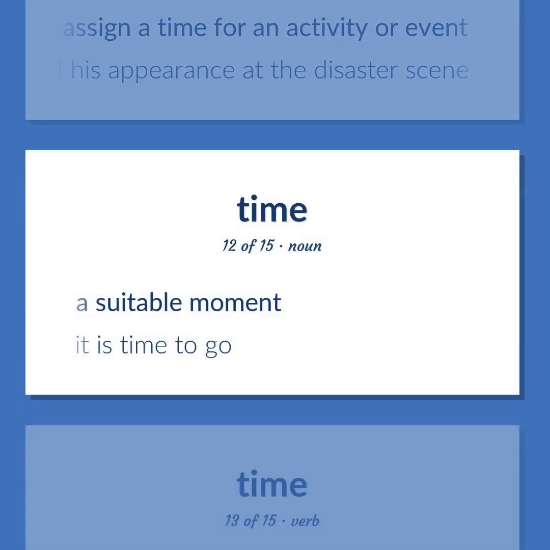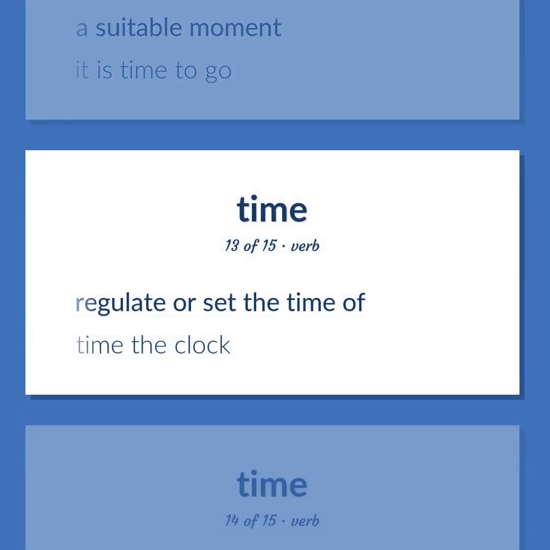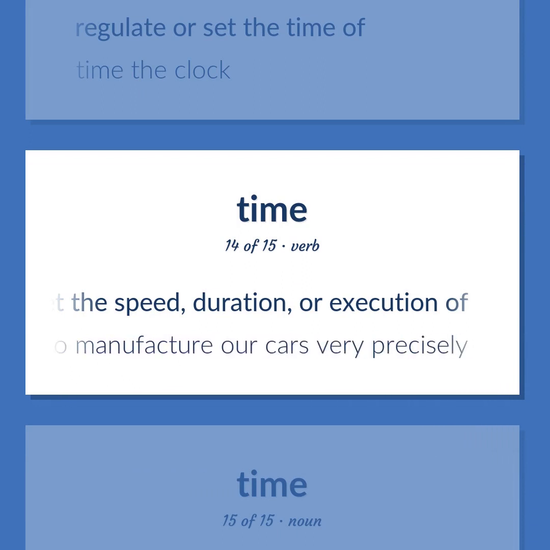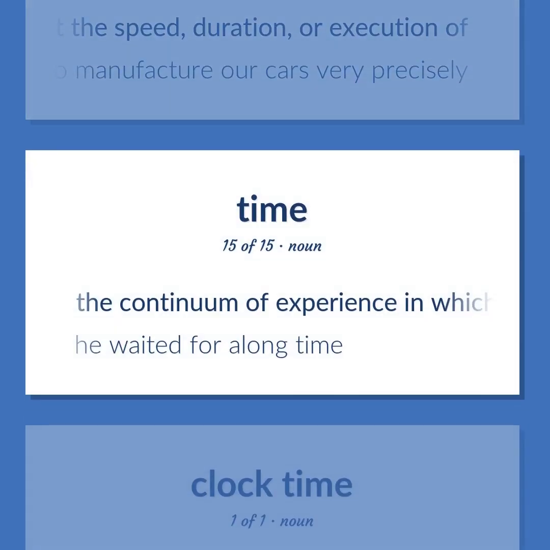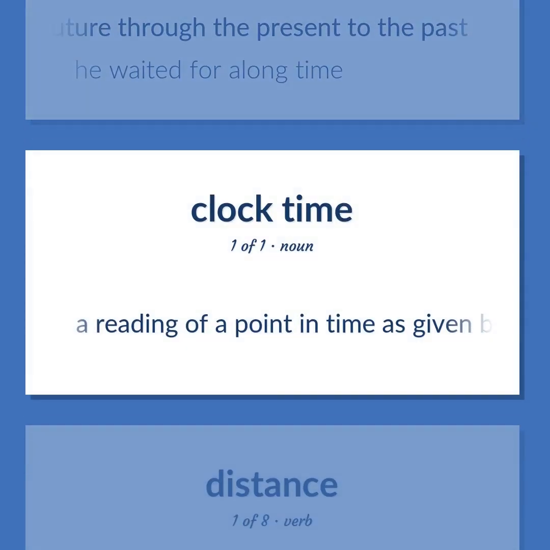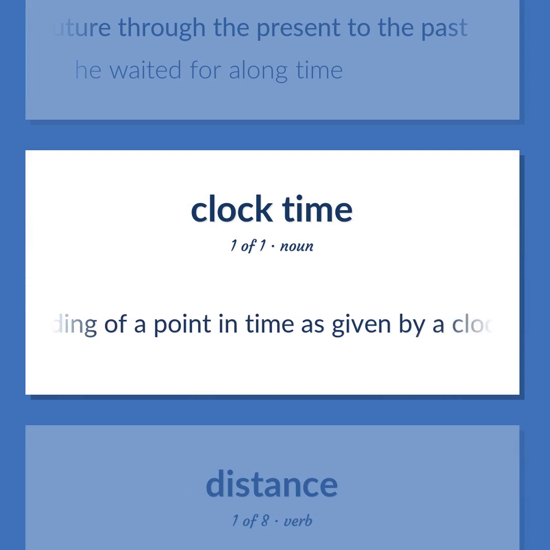A suitable moment. It is time to go. Regulate or set the time of. Time the clock. Set the speed, duration, or execution of. We time the process to manufacture our cars very precisely. The continuum of experience in which events pass from the future through the present to the past. He waited for a long time. A reading of a point in time is given by a clock.